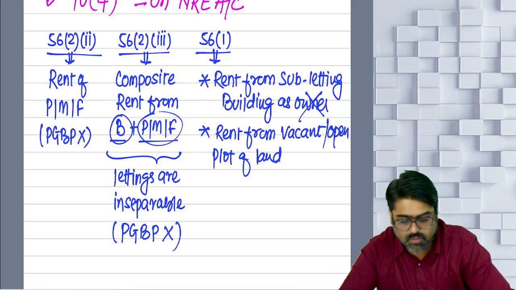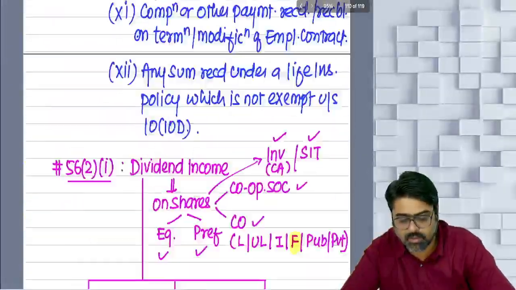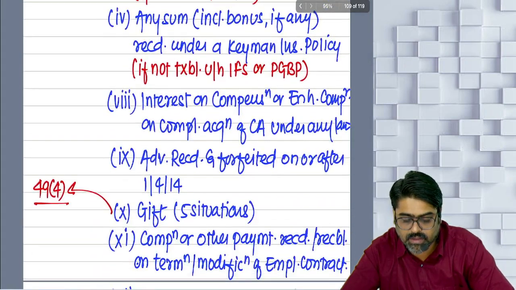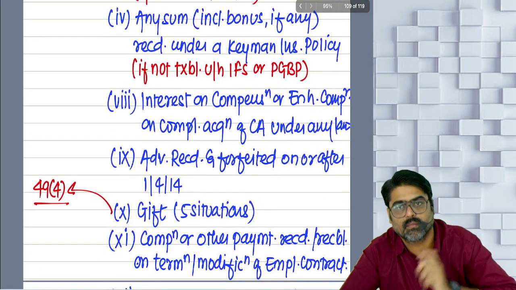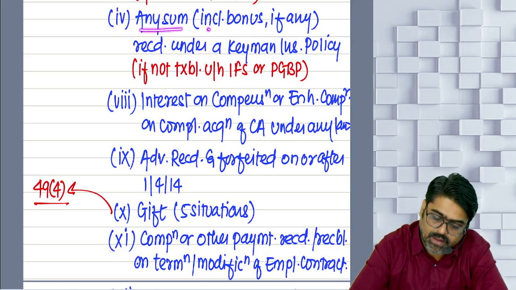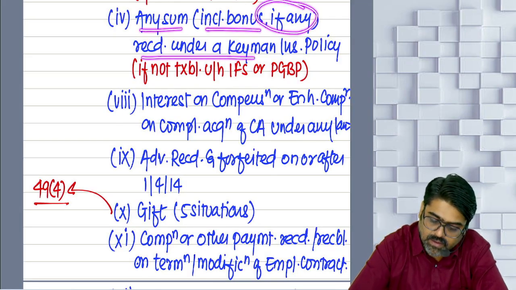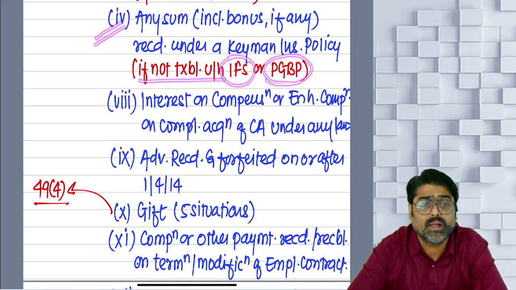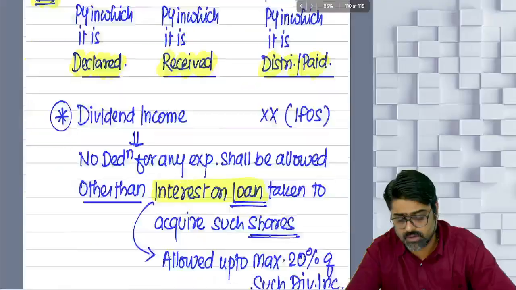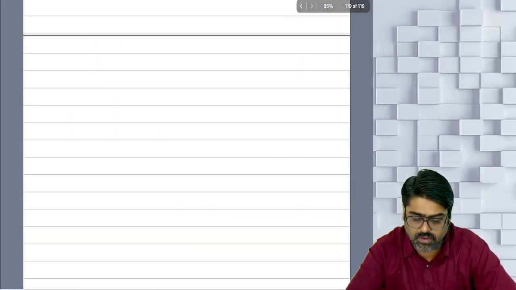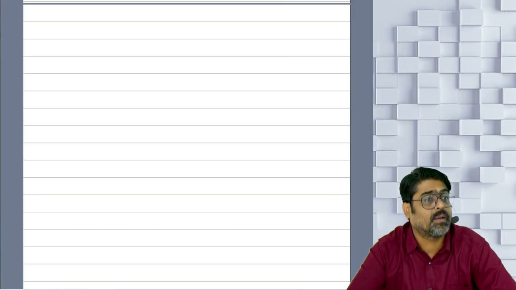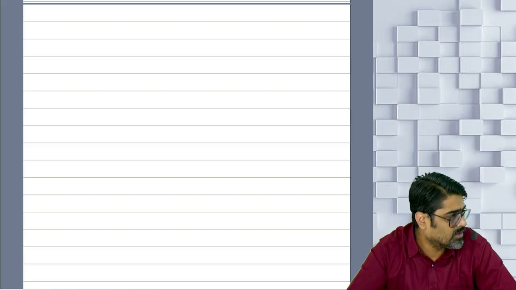Okay. Now, which income you can see here? Come on, tell me. Up to clause 3, we have done all the incomes. Which income you can see now? Any sum, including bonus, if any, received under a keyman insurance policy. If not taxable under the head salary or PGBP, then that will be taxable under the head IFOS, specific charge. Yes or no? So now we'll talk about keyman insurance policy. The discussion was long due, which we left in salaries also, we left in PGBP also. I told you that I'm going to do that discussion in IFOS.